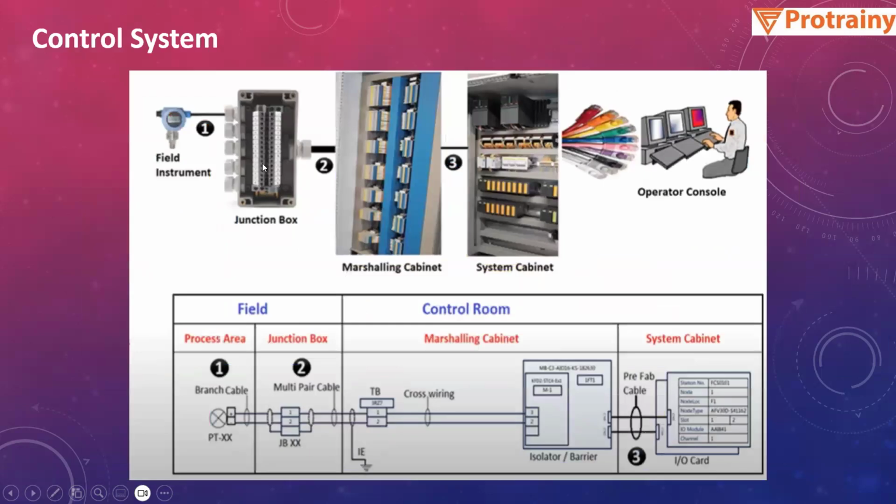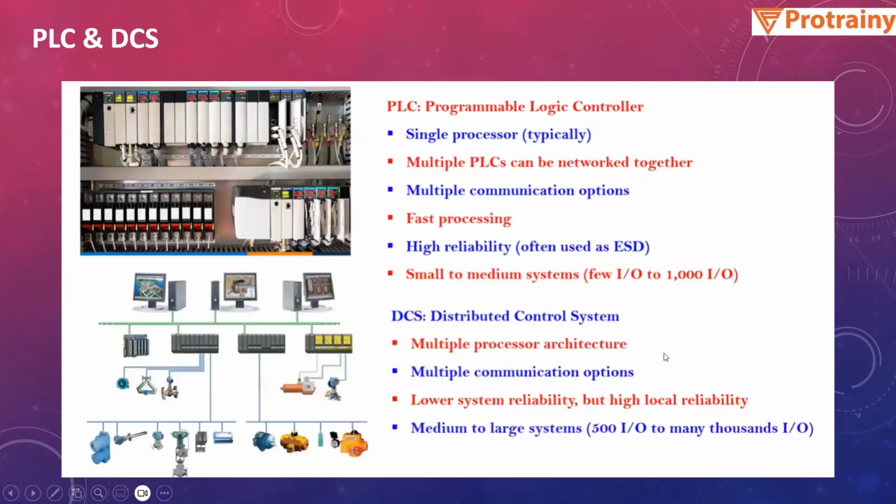So here also it is the same thing. It is showing that the field instrument is connected to the junction box, and the junction box is connected to the marshalling cabinet, which is again connected to the system cabinet, and then it is connected to the operator console.